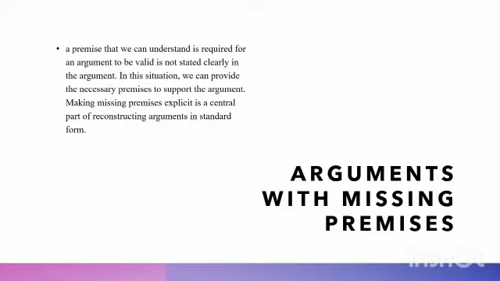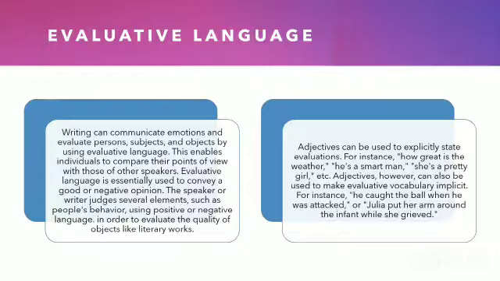A deductive argument is one in which the conclusion is thought to follow from the premises with a high degree of probability. This indicates that while it's conceivable for the conclusion to deviate from the premises, it's rare that it will occur. Also, we might have come across arguments with missing premises. In this situation, we can provide the necessary premises to support the argument. Making missing premises explicit is a central part of reconstructing arguments in standard form.